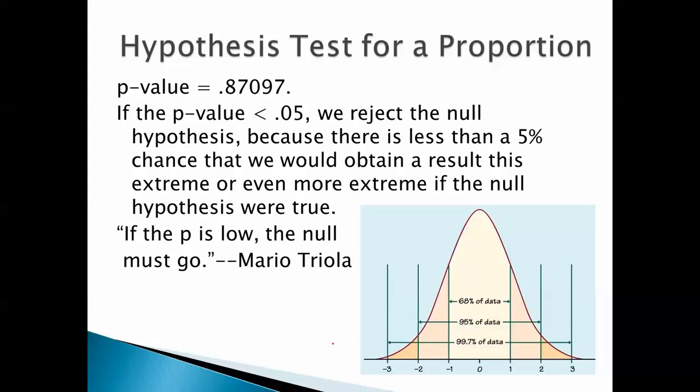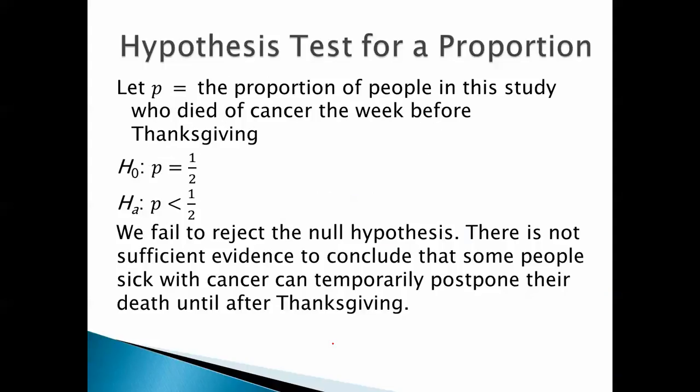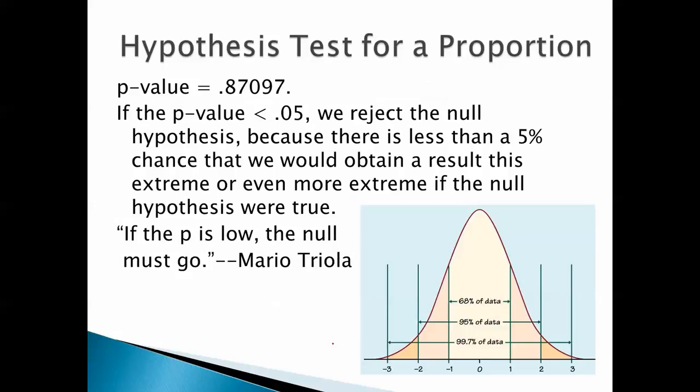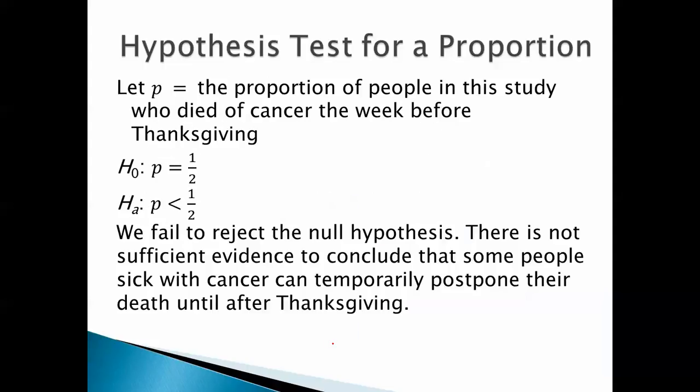The p-value is less than 0.05. If the p-value is less than 0.05, we reject the null hypothesis because there's a less than 5% chance we would obtain a result this extreme or even more extreme if the null hypothesis were true. If the p is low, the null must go. And that's what we do in this case. We had a p-value, well, that's not what we do in this case, actually. Our p-value is 0.87, so we do not reject the null hypothesis. We fail to reject it.